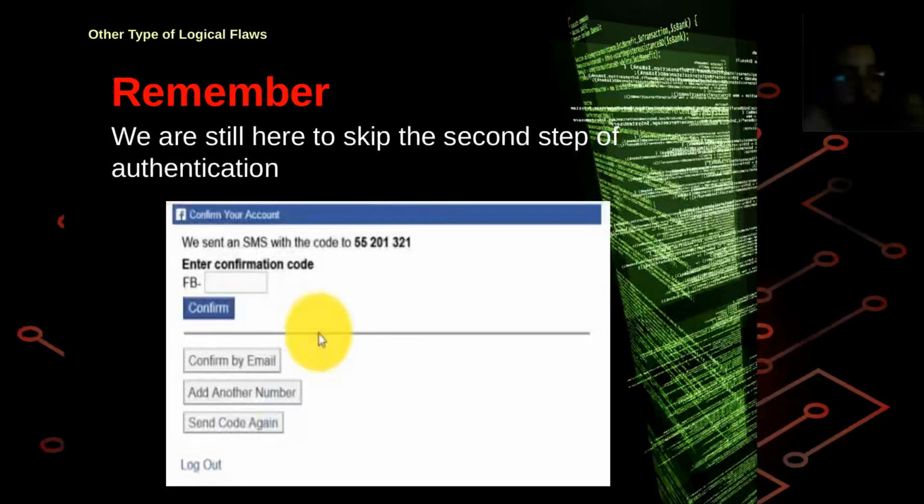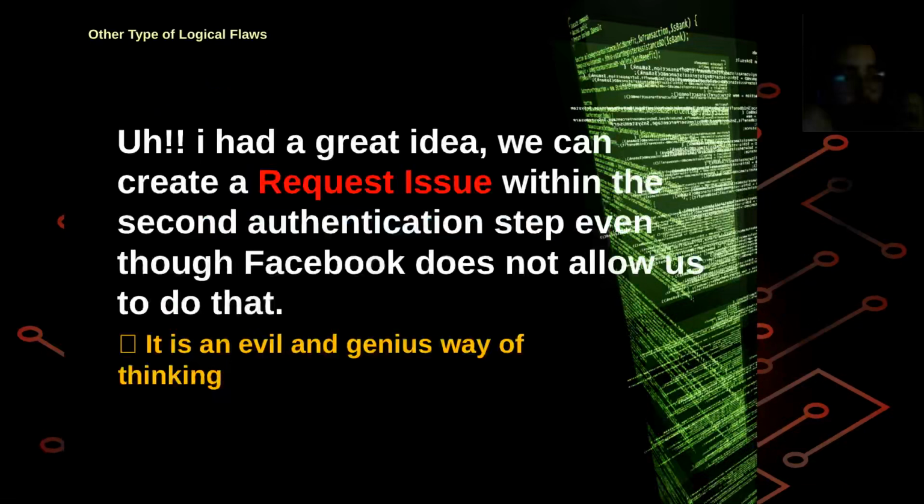With information that we do not own. So I got an idea: what if we can create a request issue within the second step of authentication, even though Facebook does not allow us? I think it is an evil and genius way of thinking.